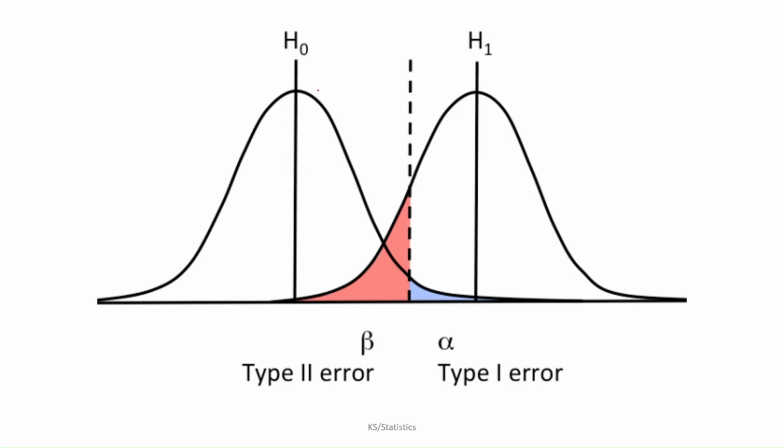In this diagram, H0 is the null hypothesis, H1 is the alternative hypothesis. Peach color area is type 2 error, blue color area is type 1 error. Alpha denotes type 1 error, beta denotes type 2 error. So this part is 1 minus alpha and this part is 1 minus beta, and this line is for any mean.